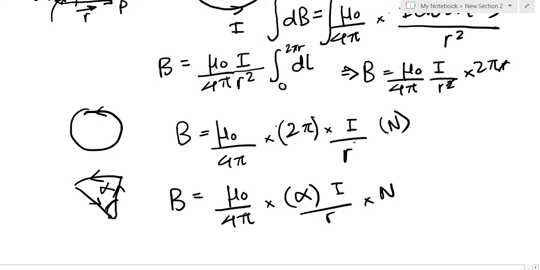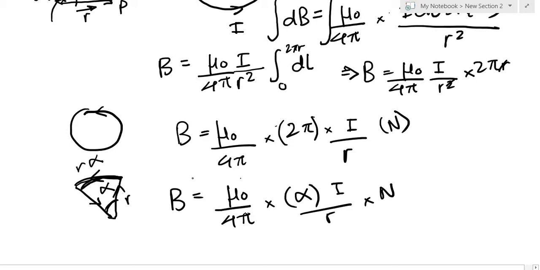Why does this work? Well, let me remind you, we were integrating over the entire path. In the case of the circle, the path was from 0 to 2 pi R. In this case, it's just this distance, this arc length. So radius times angle. That's how that works. Arc length is radius times angle in radians.